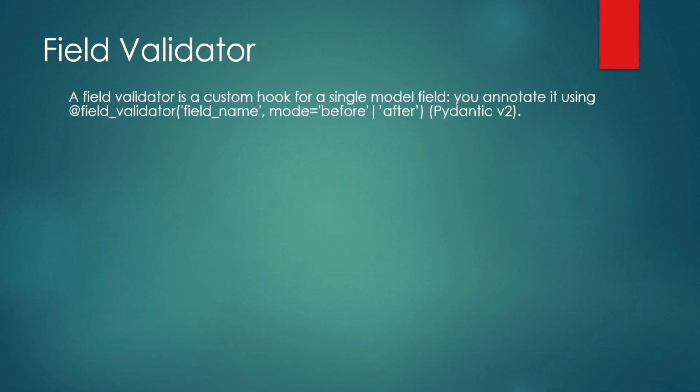Field validator. A field validator is a custom hook for a single model field. You annotate it using @field_validator, field name, mode equal to before or after. That is implemented in Pydantic version 2. It is basically a custom hook by which you can validate your field in a model. Every single field you can validate in a model.